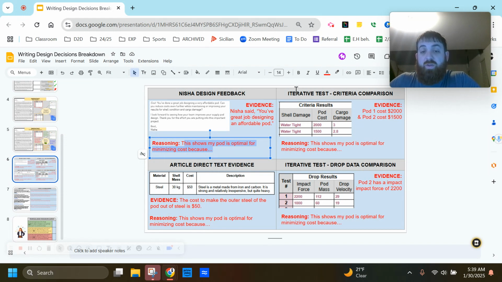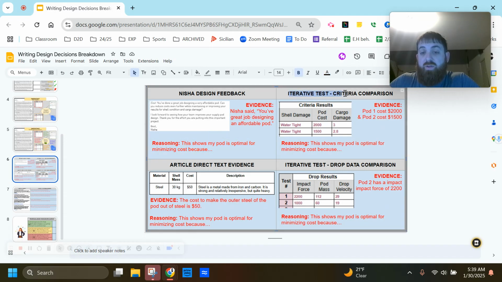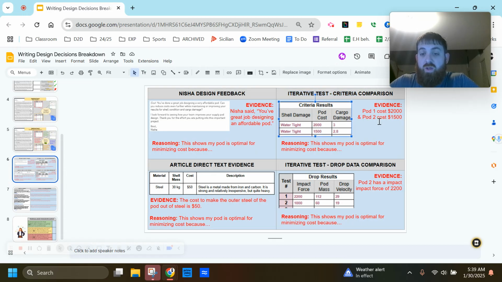The second piece of evidence we can use is when we compare iterative tests looking at the criteria data. So this, for example, is shell damage, pod costs, and cargo damage. And the evidence that I can use is pod 1 costs $2,000, whereas pod 2 costs $1,500. So notice I'm comparing the data here for cost. And just like with my Nisha feedback, I'm using direct observations, things that people can say, yep, those are exactly what those numbers are. Or, yes, that's exactly what she said. Things that are not disputable.